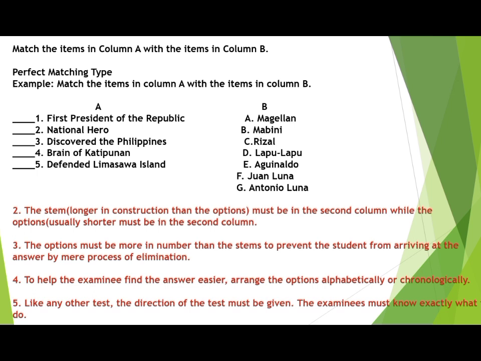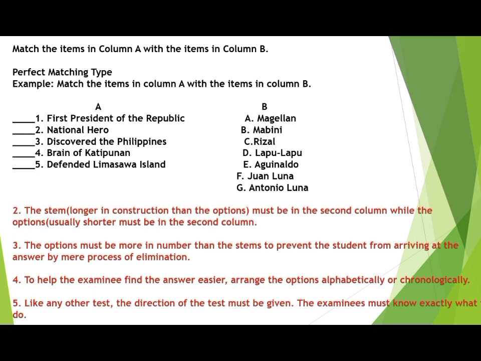And then, number 3, the options must be more in number than items to prevent the student from arriving at the answer by merely process of elimination. So, dapat ang options, ang ginapilian or ang ilang pwede answer is mas damo kaysa sang questions nga ginahatag, kaysa sang stems nga ginahatag. Kaya para at least ang estudyante hindi maka-arrive sa answer through elimination. So, amo na dapat mas damo gid ang number sang options kaysa sang stems.